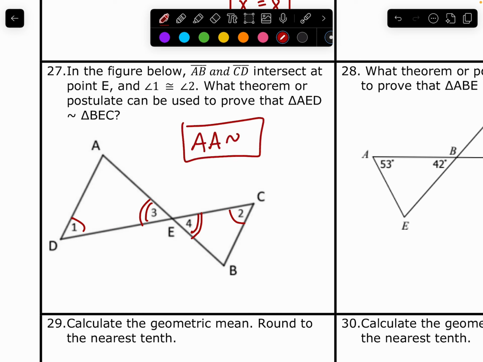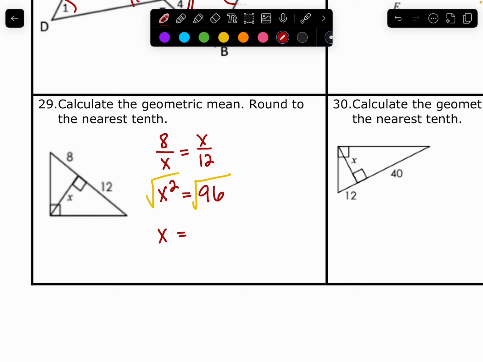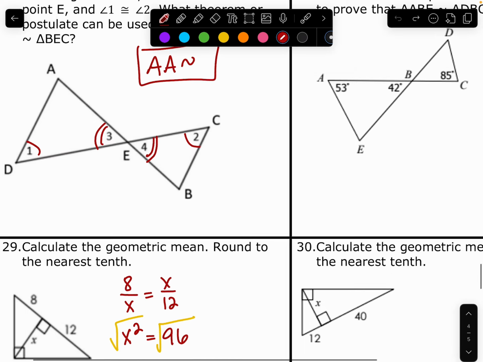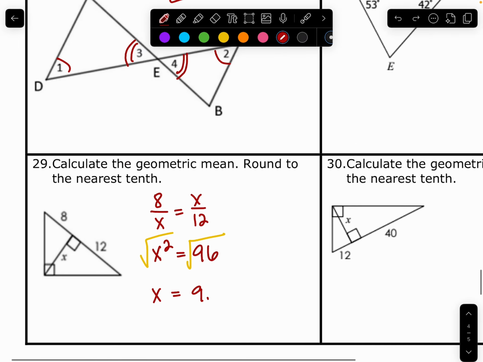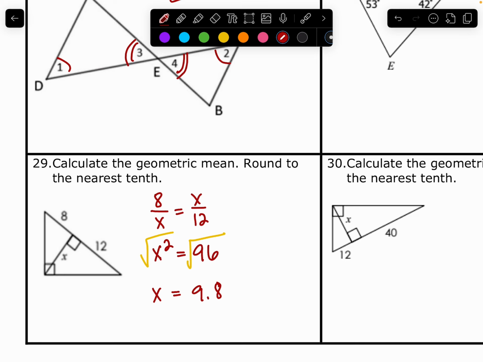Number 29, calculate the geometric mean. 8 over x equals x over 12. So that's going to be x times x, and that's 8 times 12, which is 96. And to find our final answer, we have to take the square root. The square root of x squared is just x, and the square root of 96 is 9.79, which is going to round up to 10 because of what's after the 9. Go ahead and try number 30.